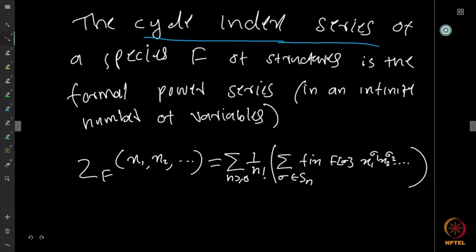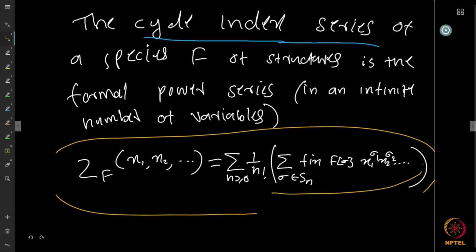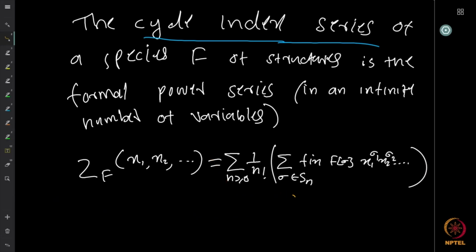Now, the cycle index series of a species F of structures is the formal power series in an infinite number of variables, F of x1, x2, x3, etc., equal to the summation over all n greater than or equal to 0 of 1 by n factorial, times the summation over all sigma belonging to S n of fix F of sigma, x1 raised to sigma 1, x2 raised to sigma 2, etc. You should be able to see where this is coming from, what these objects mean, from our short excursion into Polya's theory. So we don't go into the details further.